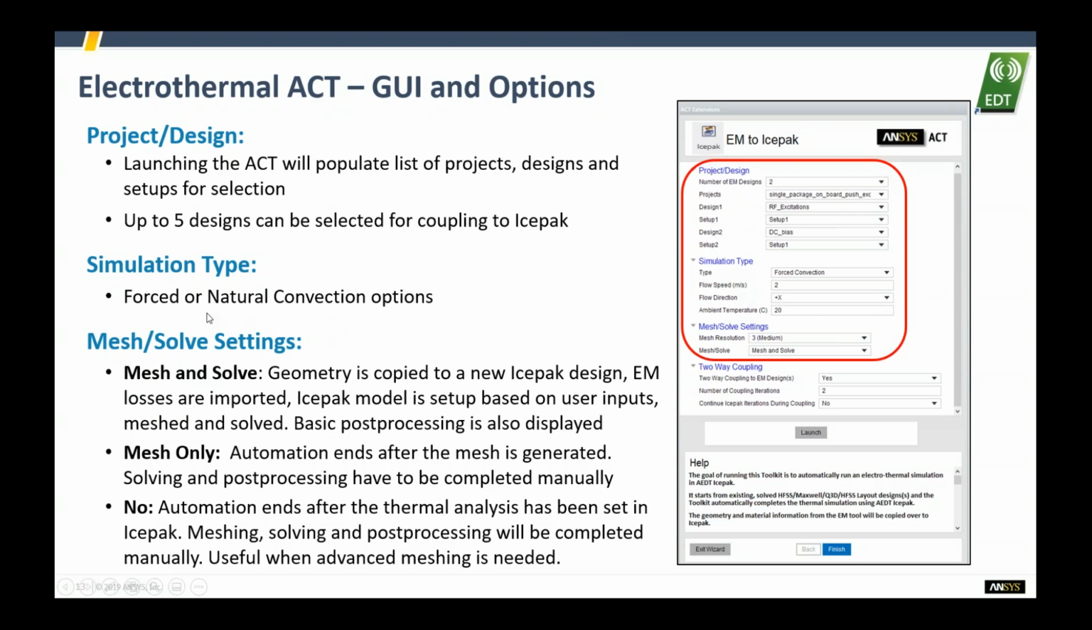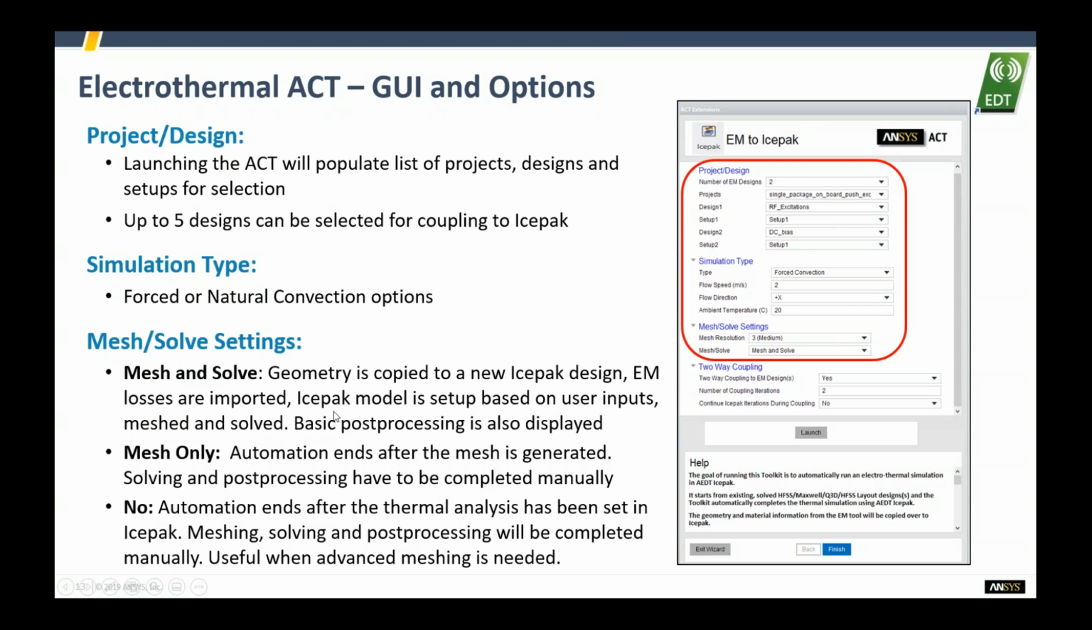Simulation type, as we discussed before, there's only forced or natural convection options available. Based on different selections, you will have different inputs to play with. And then we'll have a mesh and solve option. For the mesh and solve settings, we have 3 options. It's either mesh and solve, so that the geometry is copied, EM losses are imported, iSpec model is set up based on user inputs, and it will mesh and solve it.